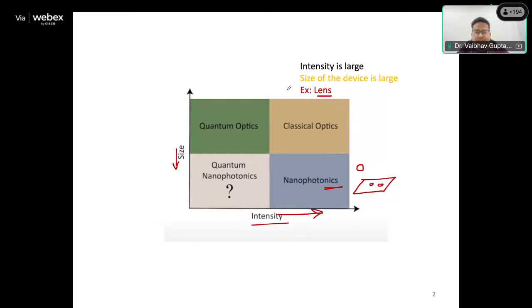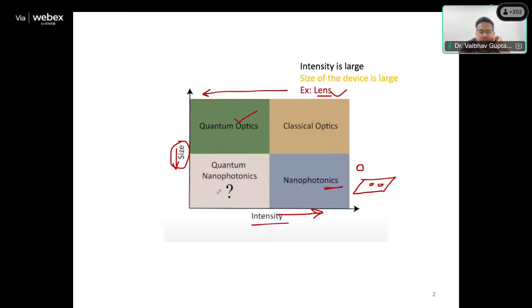Then what happens if we reduce the intensity, but we still use bigger sizes? We use the same lenses, objective lenses, you might have seen microscopes and all that, but we reduce the intensity. Now we are talking about picowatts, let's say femtowatts, a very small amount of intensity. That's where the quantum optics domain comes. And in future, we will also go towards the direction of quantum nanophotonics.